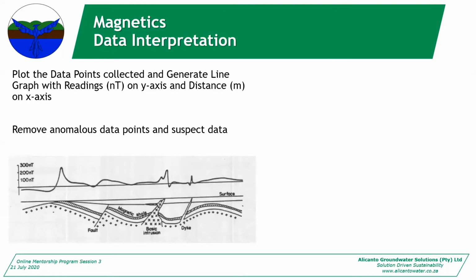Then you plot the data points you collected and generate line graphs with the readings on the y-axis and distance on the x-axis. And you remove your suspicious and anomalous data points. Those are your single-point anomalies, where everything is 28,500 and then you get one that is 35,000. Rather just take that out, because that's not an anomaly. That could have just been a solar flare, or you didn't see that there was a tin can or a fence or something there.